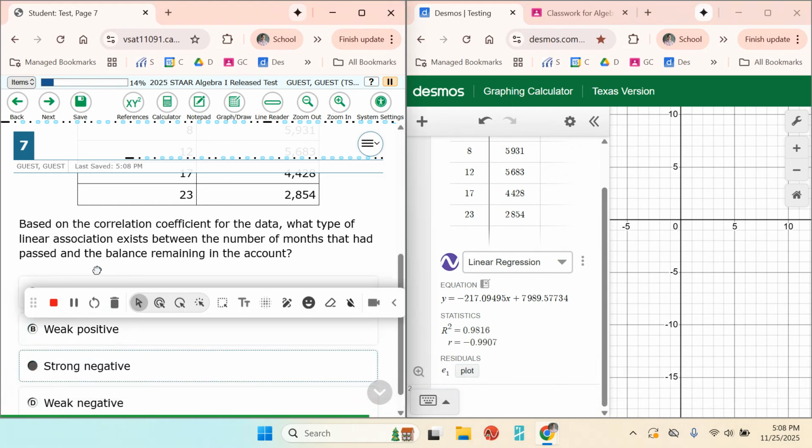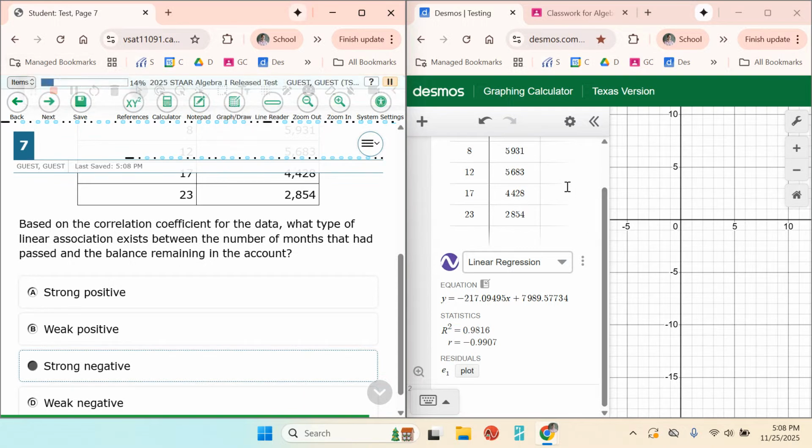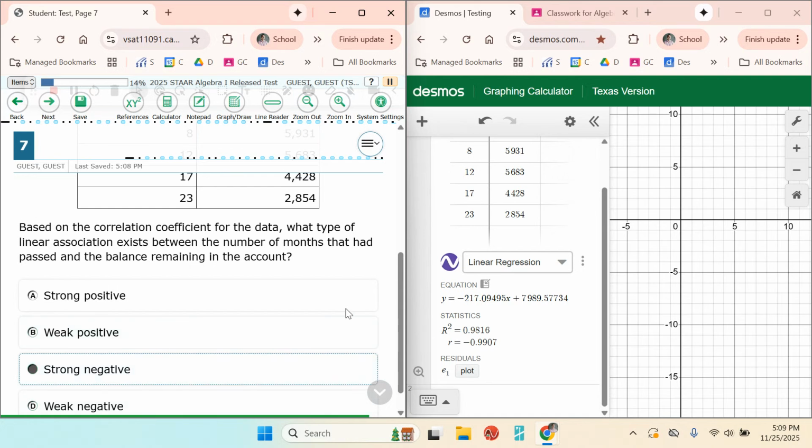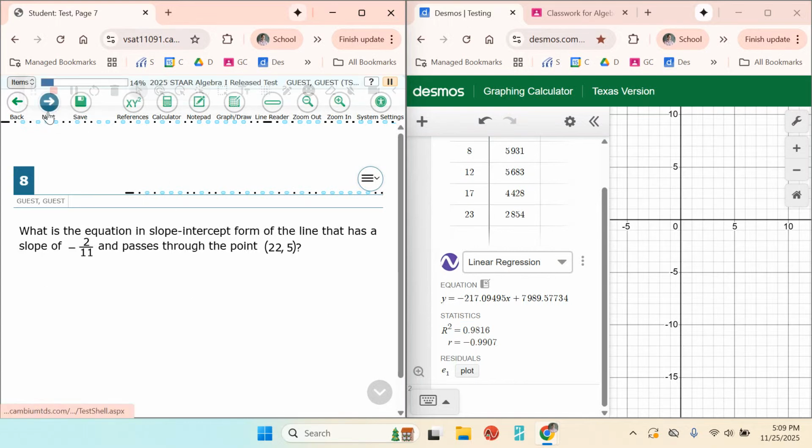Now again, this is one where you might forget what to do, but remember, if you see a table, make a table. You can at least give yourself the 50-50. We saw that negative, we knew it had to be one of these. And if it's strong, it's close to 1. If it's weak, it's close to 0. Okay. Moving on to question 8.